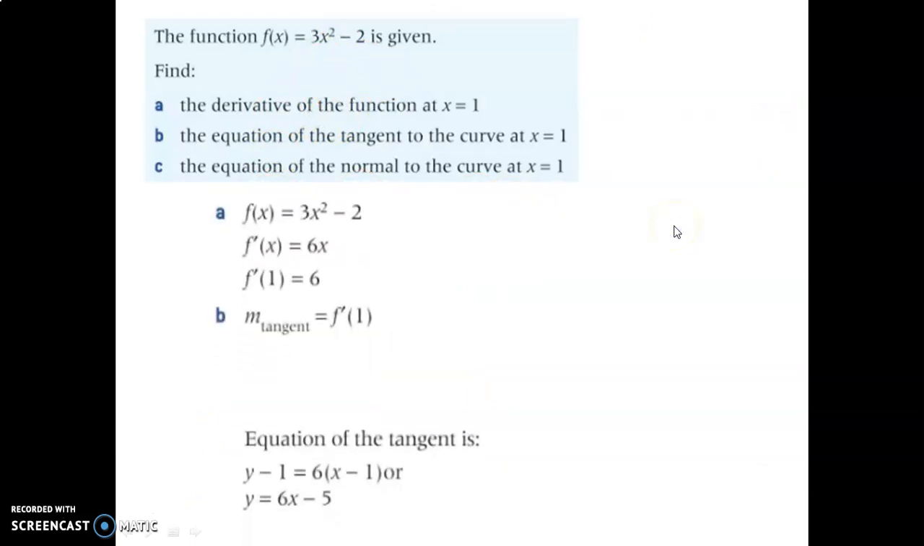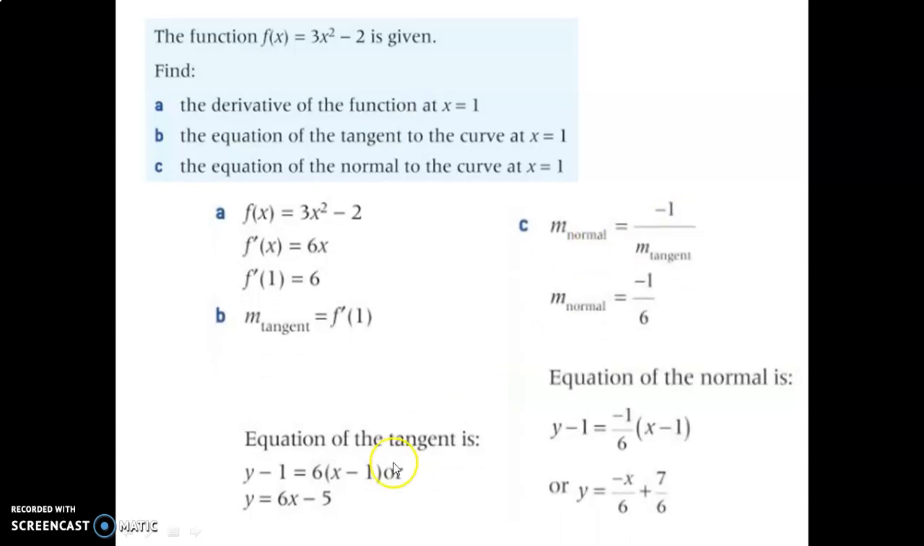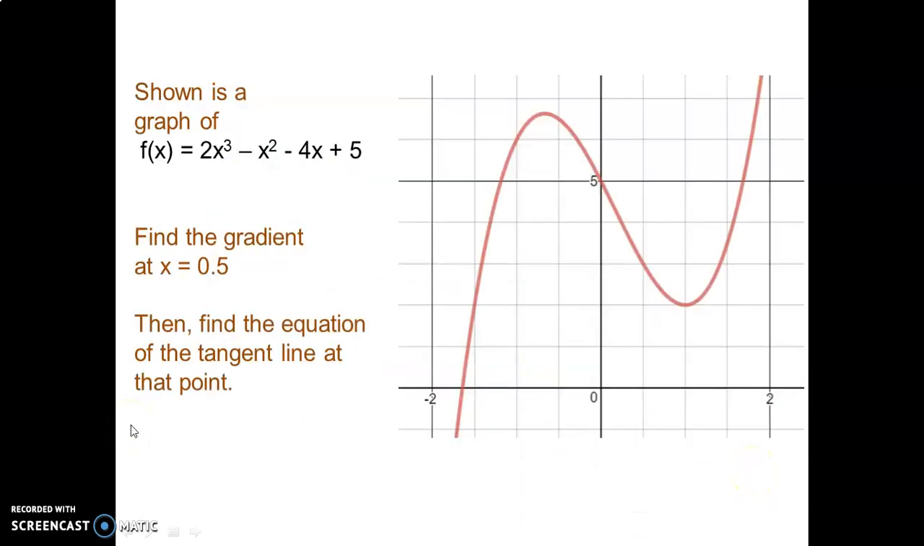Okay, that was your first time on your own trying this out, so let's see how it went. Here's the equation of the tangent. Here's the equation of the normal. Check the work carefully if something did not go right. Okay, let's try another one.